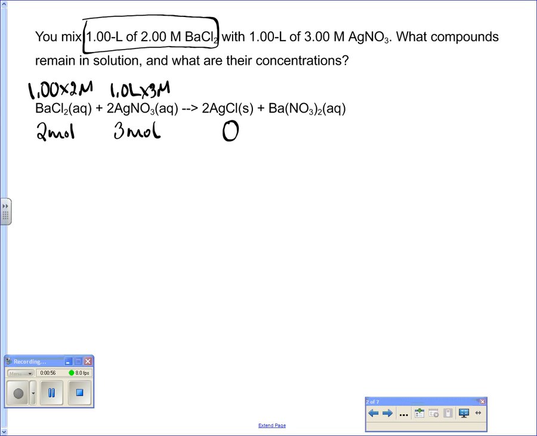So I know that I don't have any of the products remaining to start with. And so then I need to decide who my limiting reactant is. And I know that I need to have twice as much silver nitrate as I do barium chloride, which is a 1 to 2. And 3 is not twice as much as 2. So I know that's my limiting reactant. So he is my limiter. So I'm going to write the 3 moles under everybody.